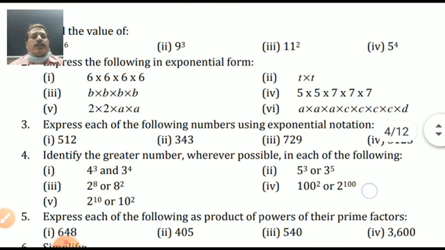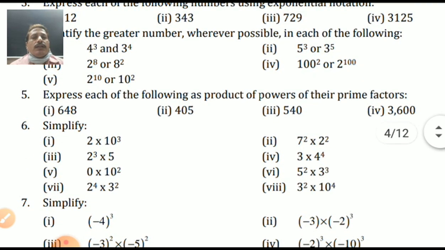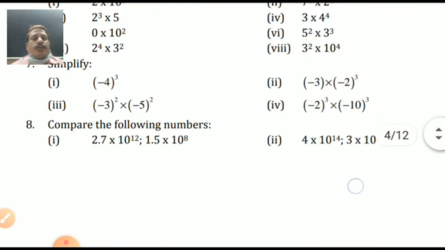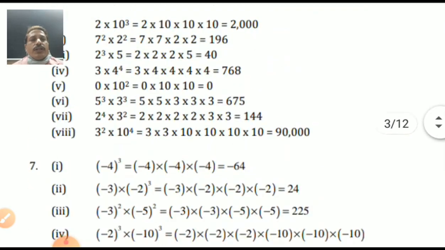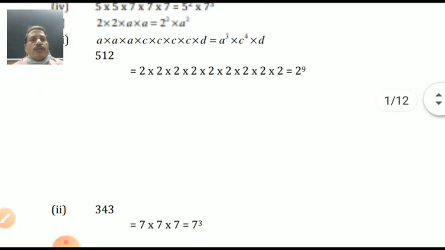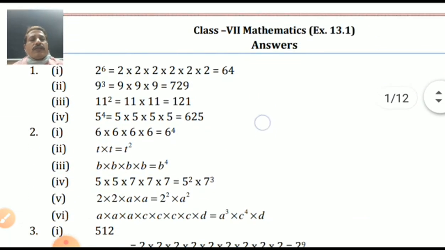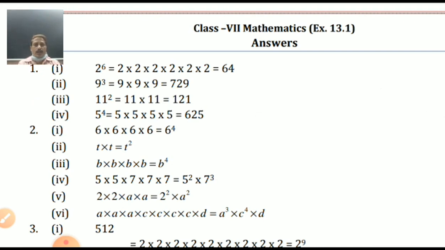So there are 8 questions. See the answers of the 8 questions here. See answer number 1: 2 raised to 6. How to read it, student? 2 raised to 6 means 2 has to repeat 6 times. 2 into 2 into 2 into 2 into 2 into 2.